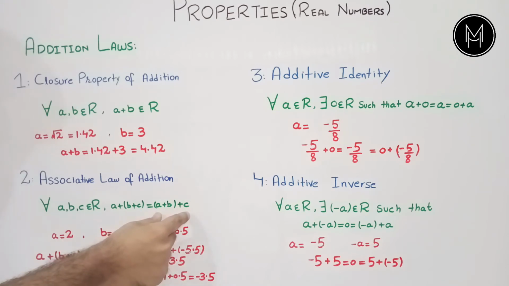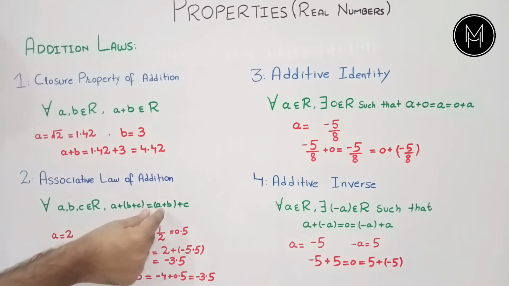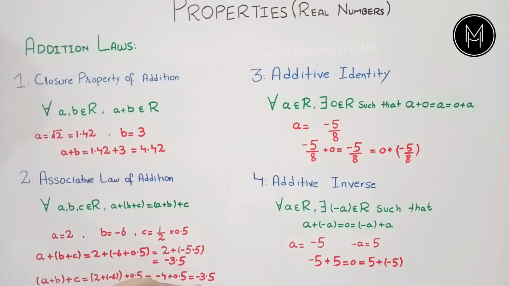Now we will check the second side, when we add a plus b first and then add c to a plus b. The result of this side is also minus 3.5. So we can see both sides are equal. So this means that real numbers also satisfy the associative law of addition.